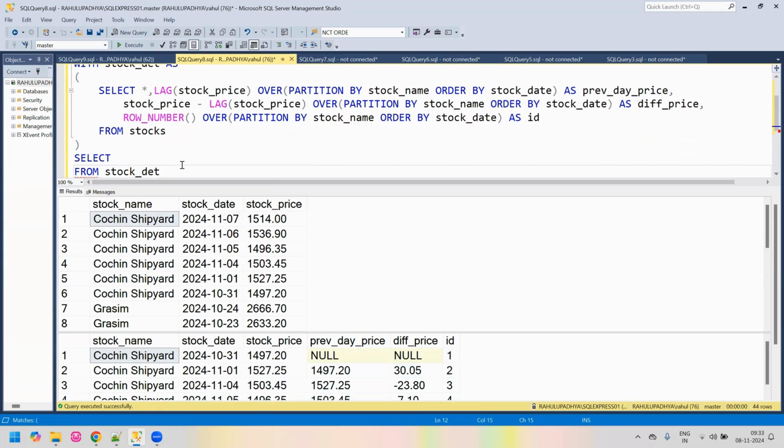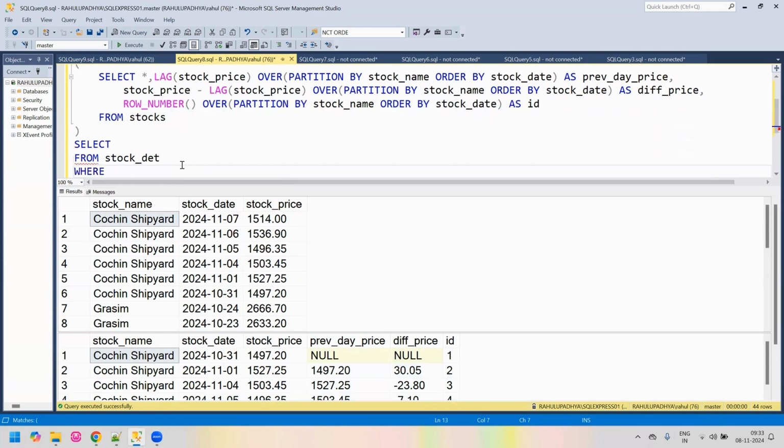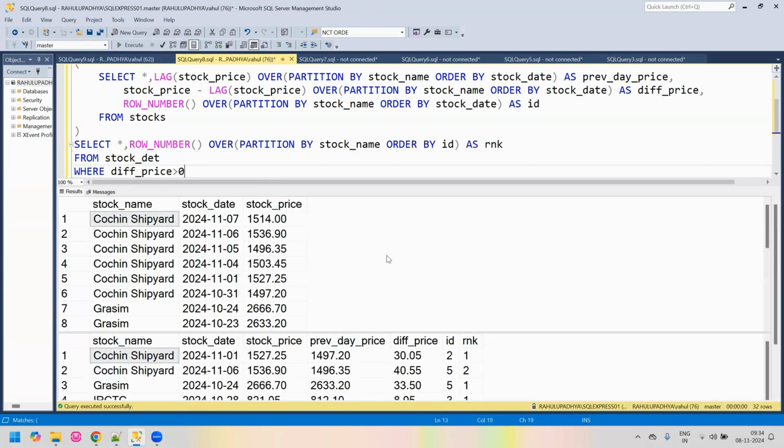Okay. So what we will do is keep only those entries where the difference in price is greater than 0. And we will add a new ranking function as we discussed. We will partition it on the stock, as we want separate ranking for each stock, and we will order it based on the ID column, and let's call it rank only. Okay. So let's run and see the output.